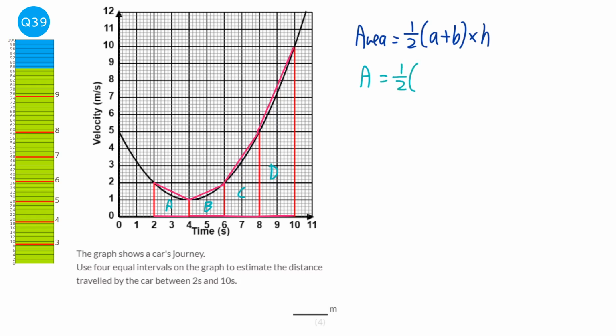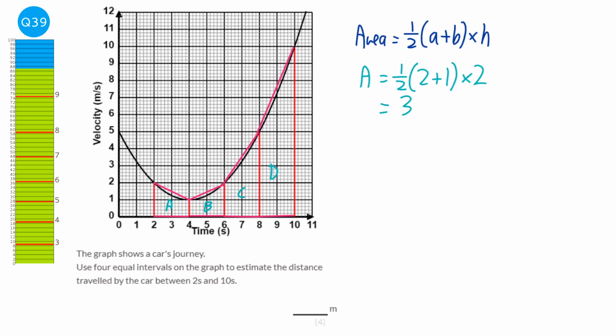Now A and B are the parallel sides, so it's going to be this side here and this side here. So that would be 2 plus 1. H is the perpendicular distance between them, so this bit here. So it's on its side, so the height is actually the width, isn't it? So we're going to times that by 2, and that gives us 3.